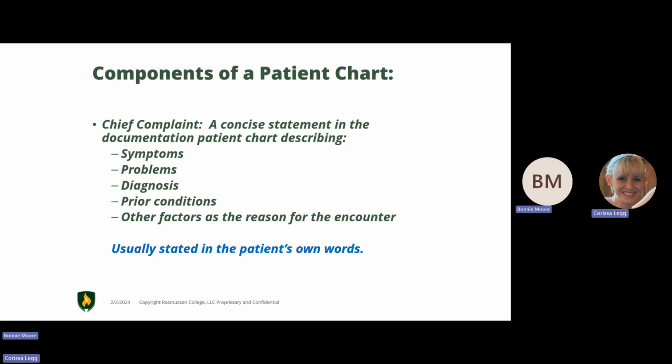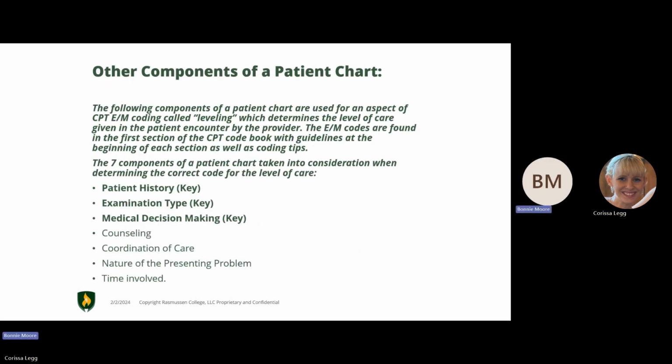Do they have any kind of high blood pressure? Do they have COPD? Those types of things that impact would be under the chief complaint, and they would also usually be located in what's called the history and physical in an outpatient chart. So here are the following components of a patient chart that you actually use in E&M coding.